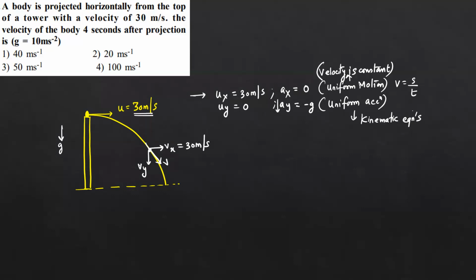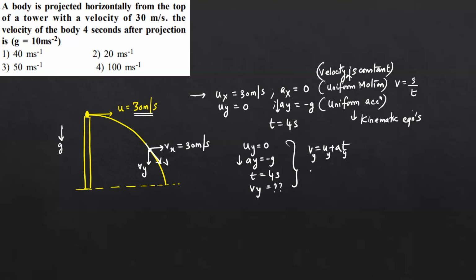We have to find the velocity after a time of 4 seconds. So since we have to do the y analysis, what are the parameters you know along the y-axis? You know, initial velocity along the y-axis is 0. Ay is equal to minus g. Time, you know, is equal to 4 seconds, and we have to find Vy. So I can easily use the equation V equals U plus AT. Since it is along the y-axis, we can write it as Vy equals Uy plus Ay into T.